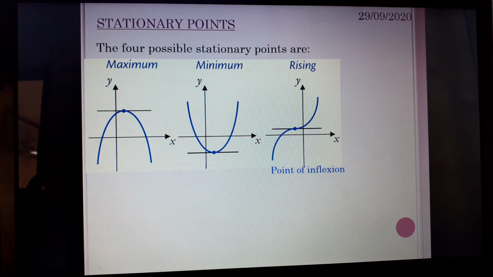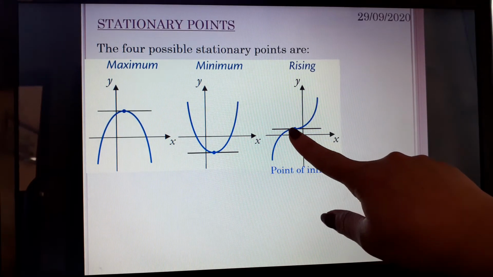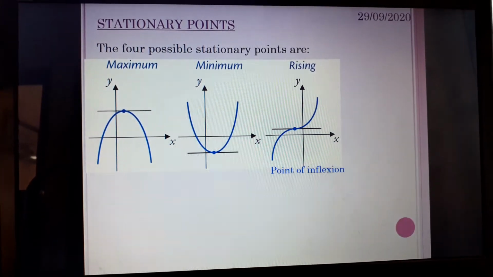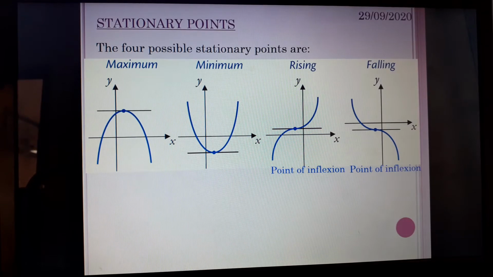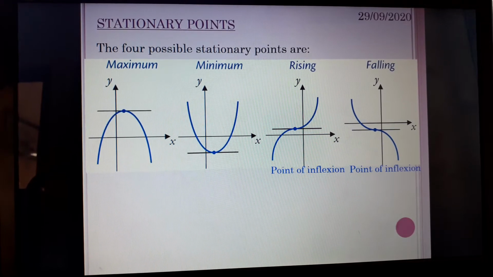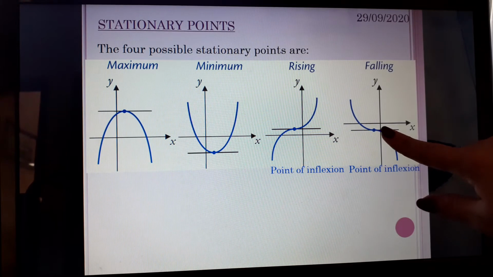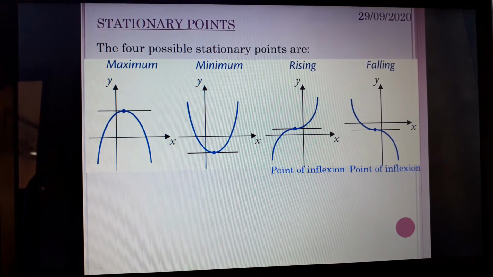This here is a rising point of inflection, so it looks as though it's starting to turn, but it doesn't start to go down the way, it continues. It does turn, but it keeps going in the same direction it was beforehand. And we have a falling point of inflection, which means it starts to fall, starts to turn, but it doesn't start to go up the way after that. It continues to fall.